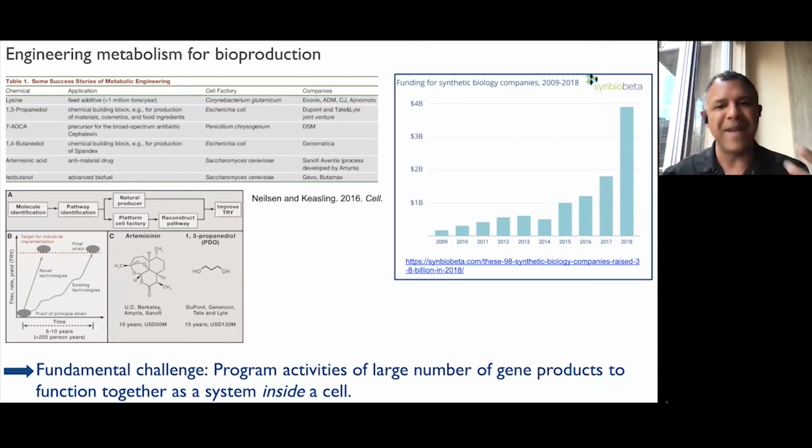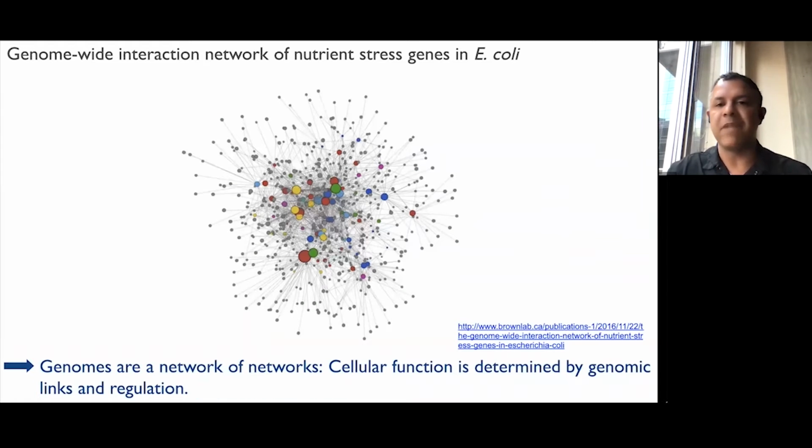At a really basic level, the fundamental challenge here is that you have to program the activities of large numbers of gene products, and they have to all function together as a system inside a cell. So this really is a systems level engineering problem with all that entails. Now, there are lots of different ways to think about how or why this is hard. I'm going to frame the problem in the following way.